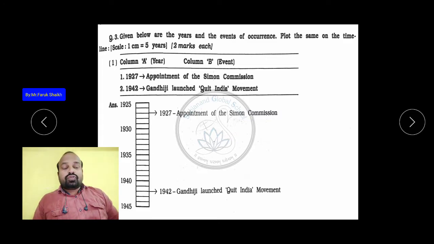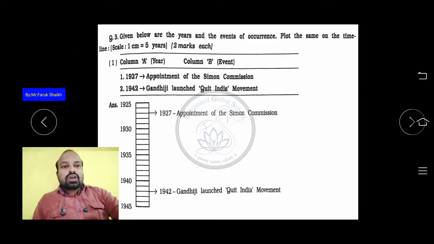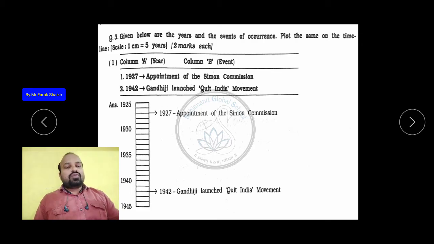Then 1942. Here is 1940, then 1941 and 1942. So 1942 is here. What event occurred in 1942? Gandhiji launched Quit India movement. That is also drawn with an arrow. We have to write every 5 years, skipping, on the left side, and on the right side we have to write the events of occurrence with the year and the event.